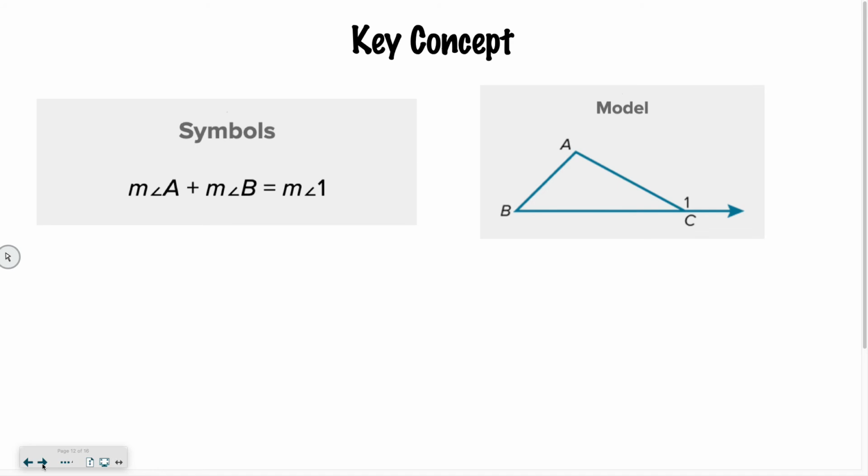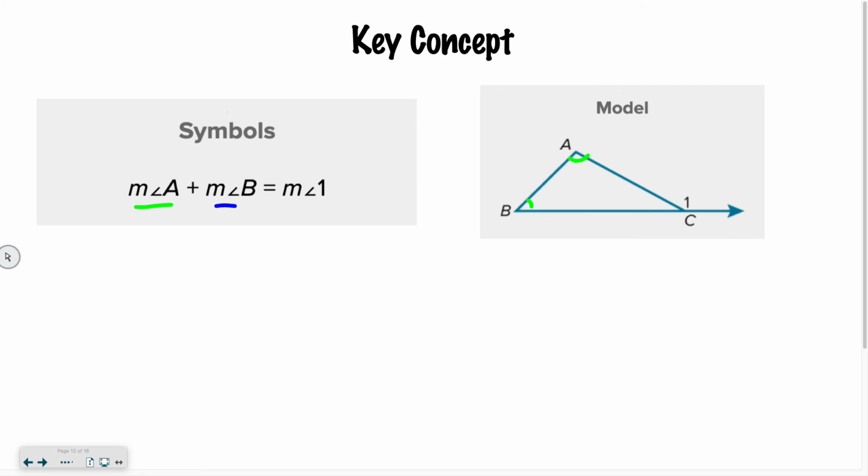Now, you're sometimes going to get pictures of triangles that look like this, where you have a triangle, but you also have a line extending out from the triangle. You can see right here that I have this line that continues, and it forms this angle, which in this picture is labeled angle 1. There's a shortcut to solve for the measure of angle 1. You take the two angles that aren't touching it, which would be angle A and angle B, and if you add them together, it equals angle 1.